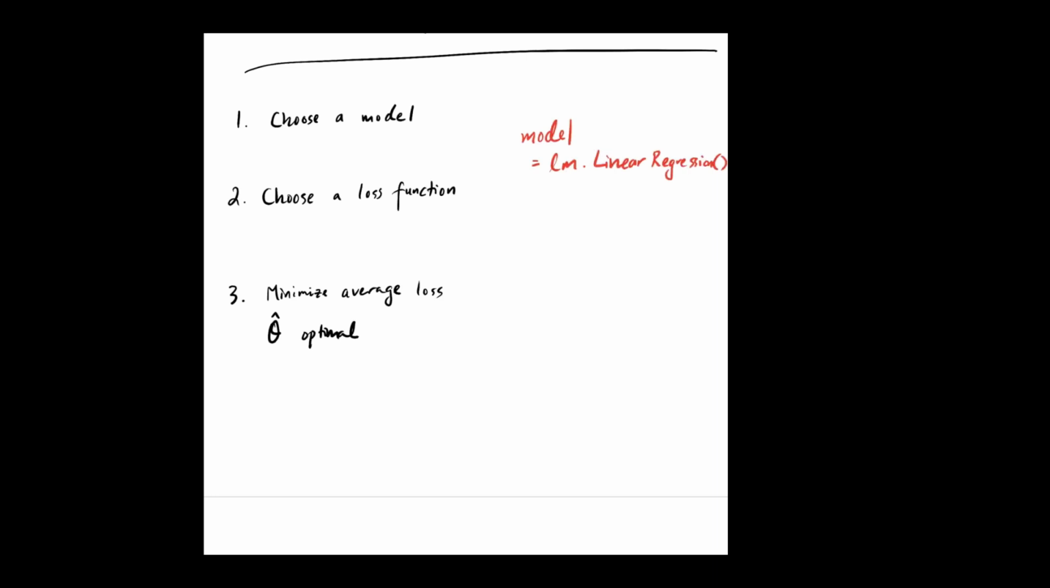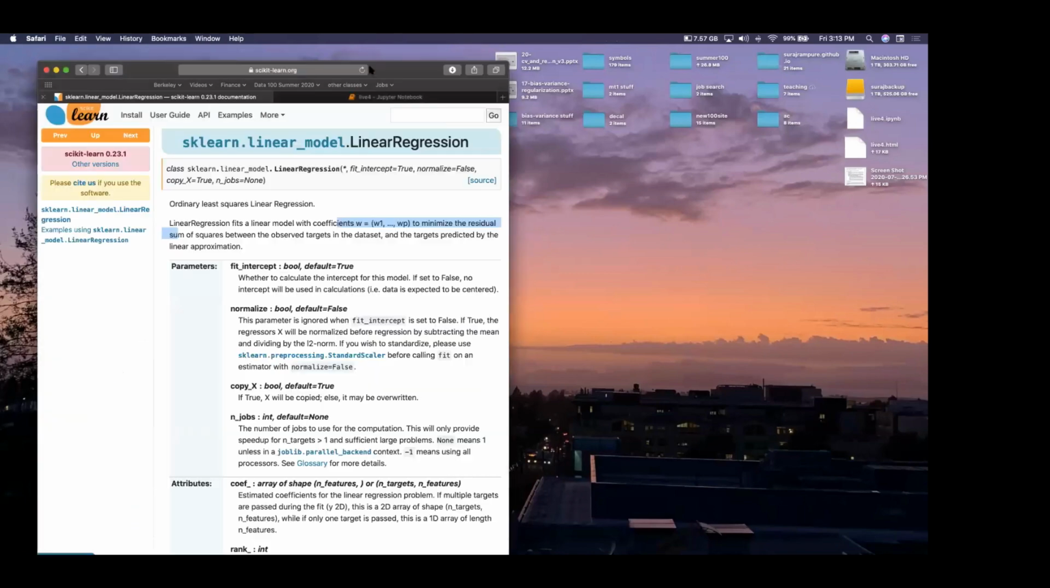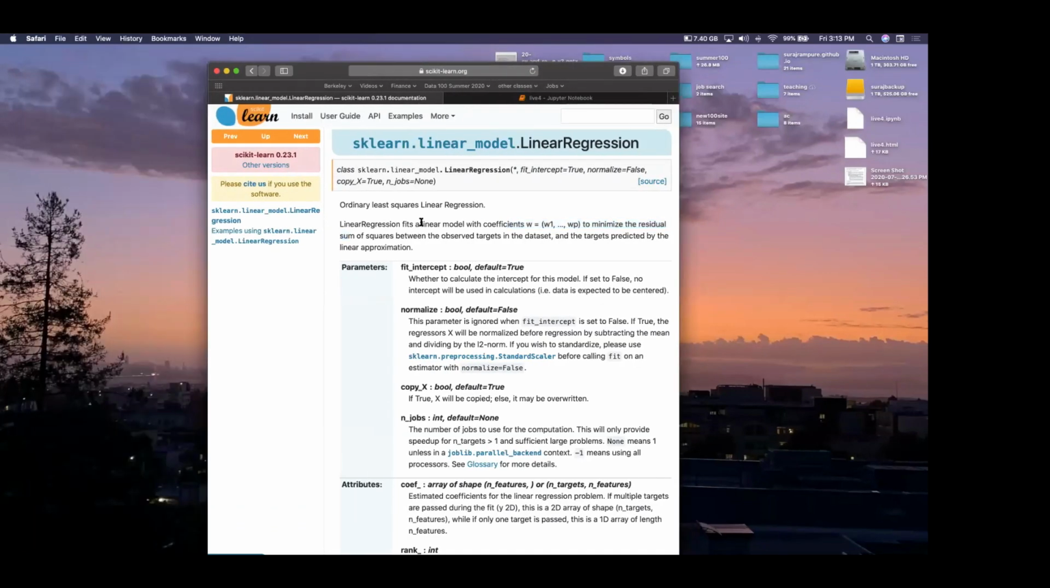It's kind of a vaguely worded question, but okay. Quite a few answers for the first step. By saying model is LM.linear regression, we're choosing a model. And so you're right in that it encompasses the first step. But what you might not realize is that it also encompasses the second step. To make that obvious, let's look at the scikit-learn documentation. It says it's a linear model with coefficients to minimize the residual sum of squares. That's another way of saying minimizing mean squared error, just using slightly different terminology.